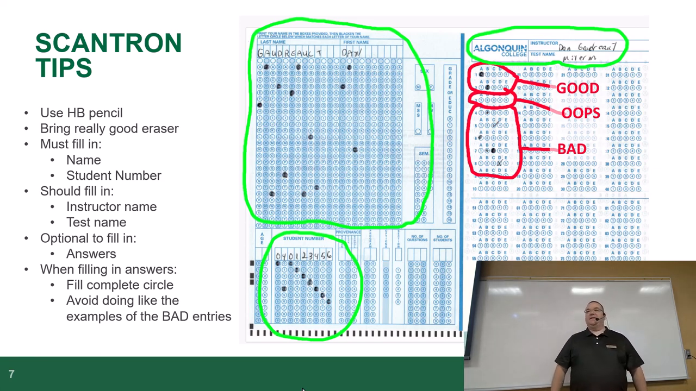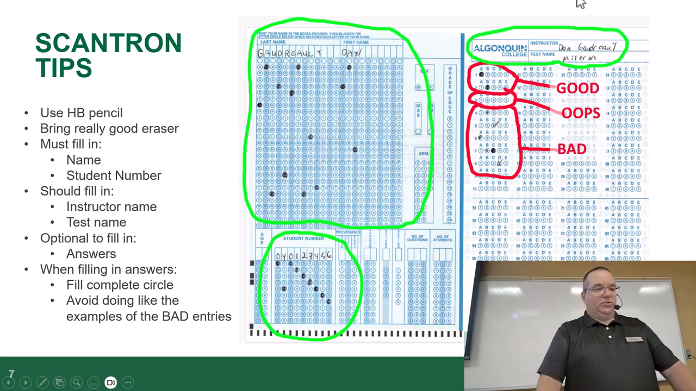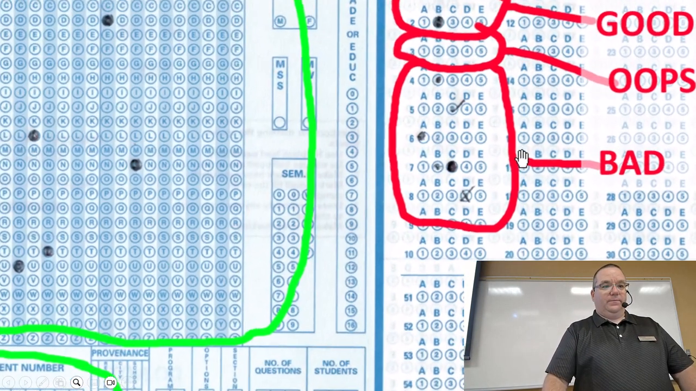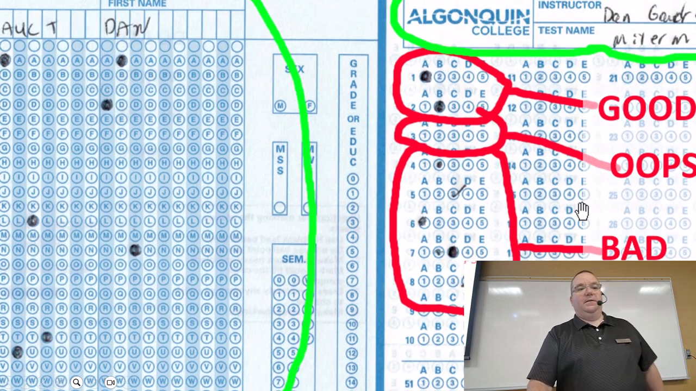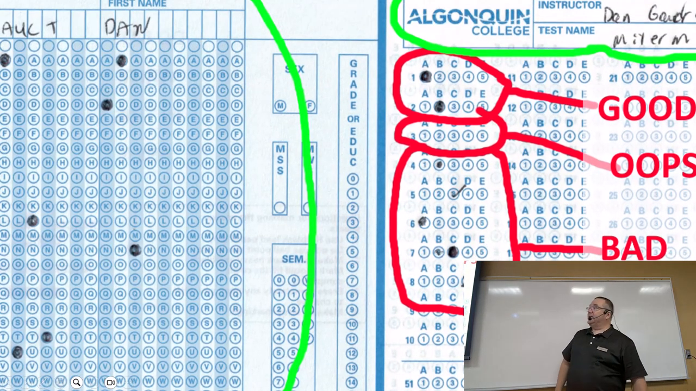Optional things to fill in, the answers. I can't force you to write the answers in, so it's optional. Okay. When you're filling in your answers, fill in the complete circle. See the good example. Actually, I can probably zoom in on this. There we go. Okay. Good. Fills in the entire circle.